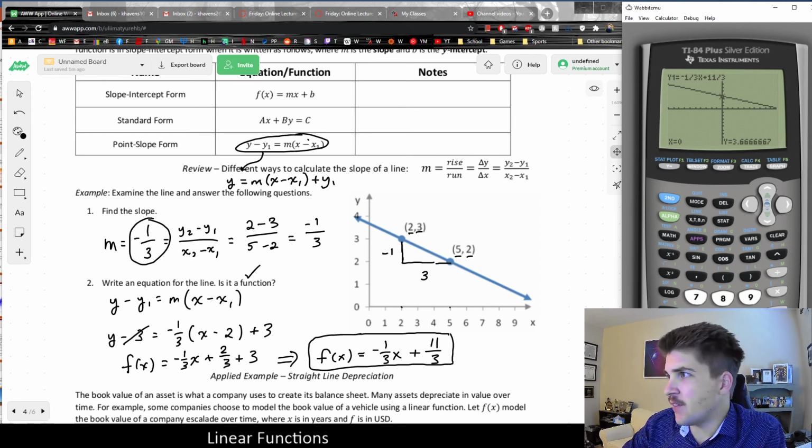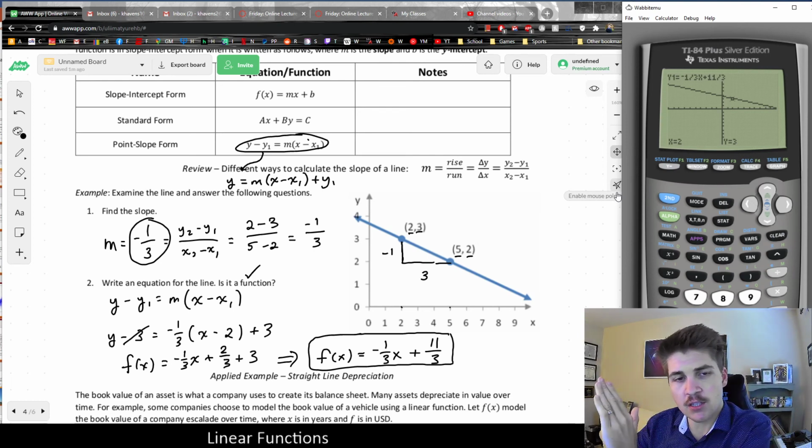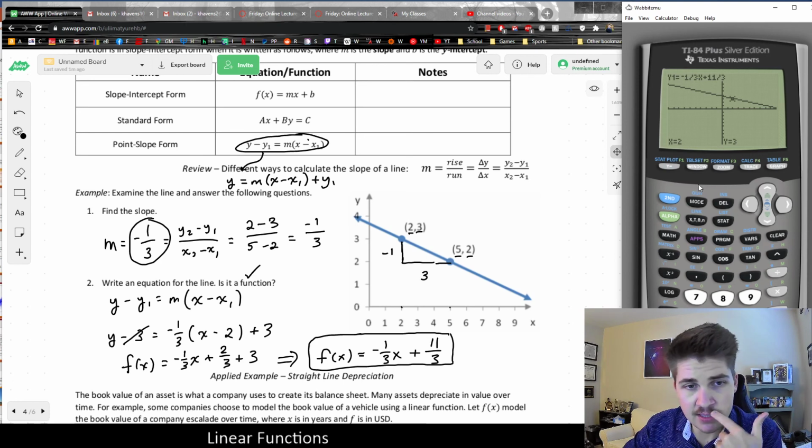But if I actually just type in 2 and hit enter, it'll move to the x location of 2. So basically you can move around and trace along your curve by hitting trace and then just typing in your desired x value. So notice I get the point 2, 3, and then if I just trace and hit 5, notice I get 5, 2, and I can really quickly confirm that yes, this is good. This function is the correct equation for the line.